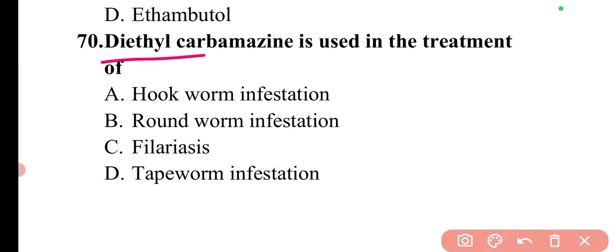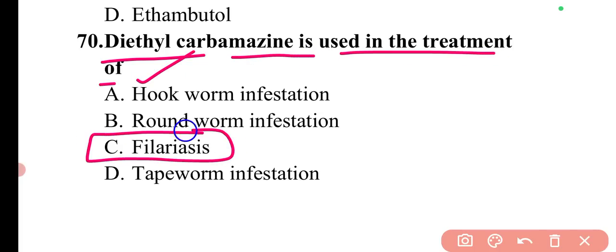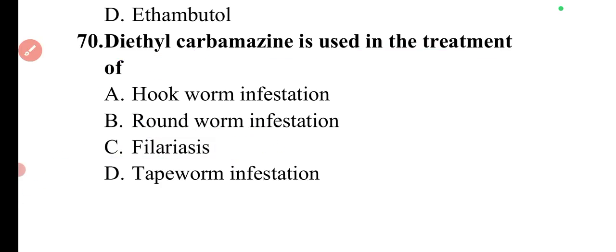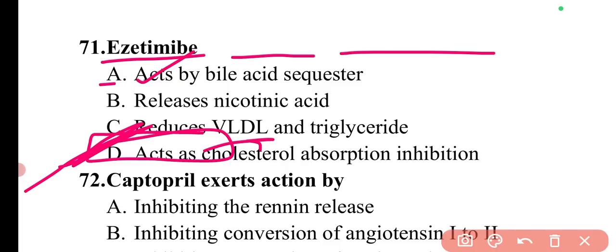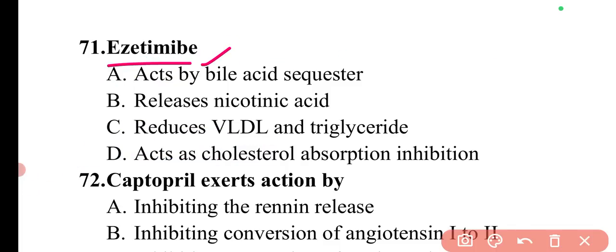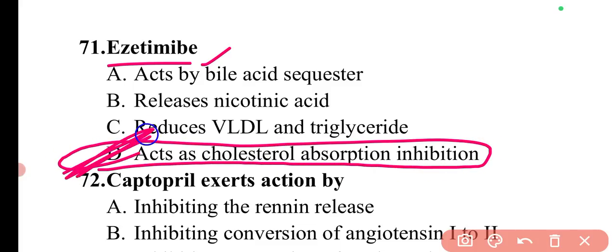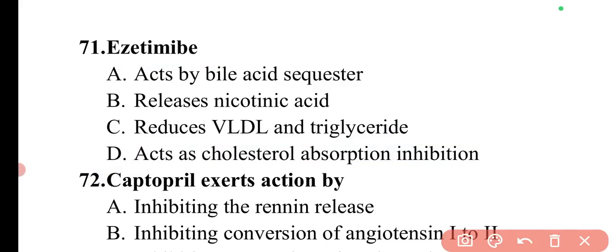Next question is, diethylcarbamazine is used in the treatment of. So diethylcarbamazine is used in the treatment of filariasis. So here option C is correct. This question we have discussed multiple times. Next question is, ezetimibe is. So ezetimibe is a drug which acts as a cholesterol absorption inhibitor. So here option D is correct. That's why it is used in anti-hyperlipidemic drugs.